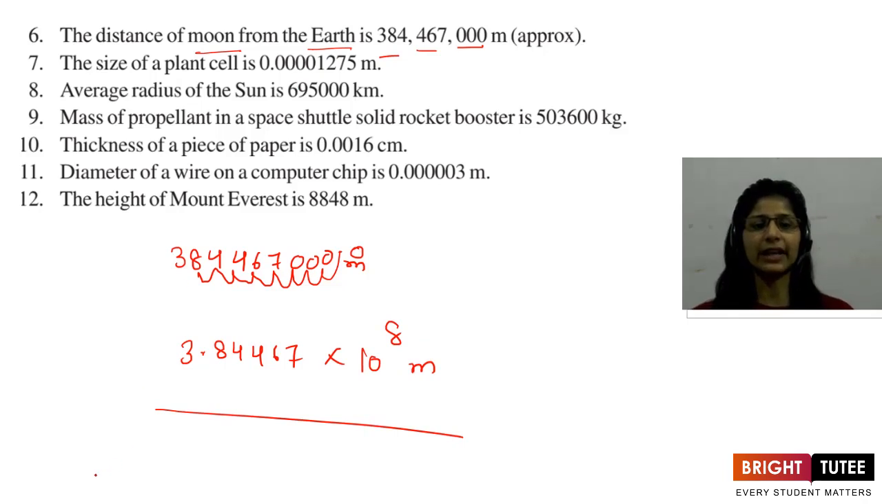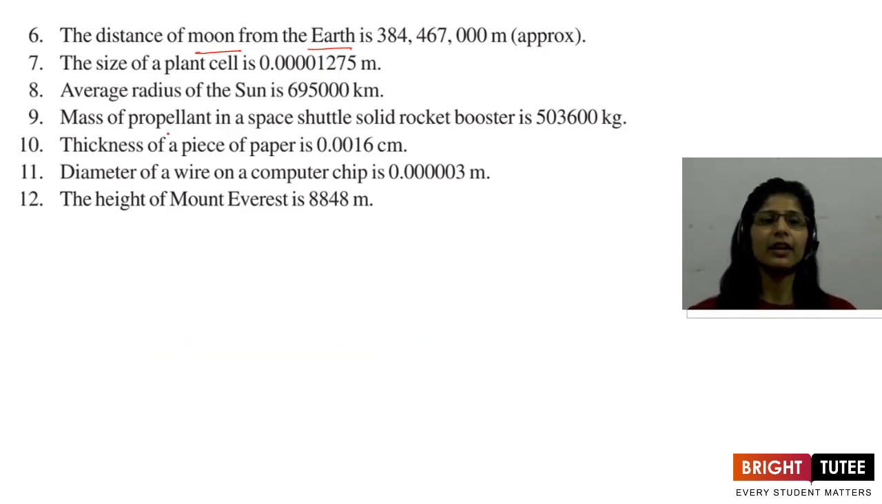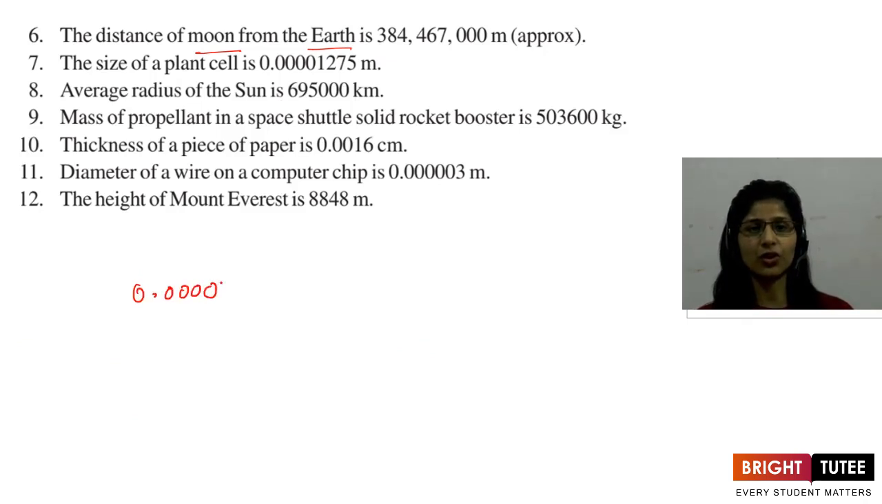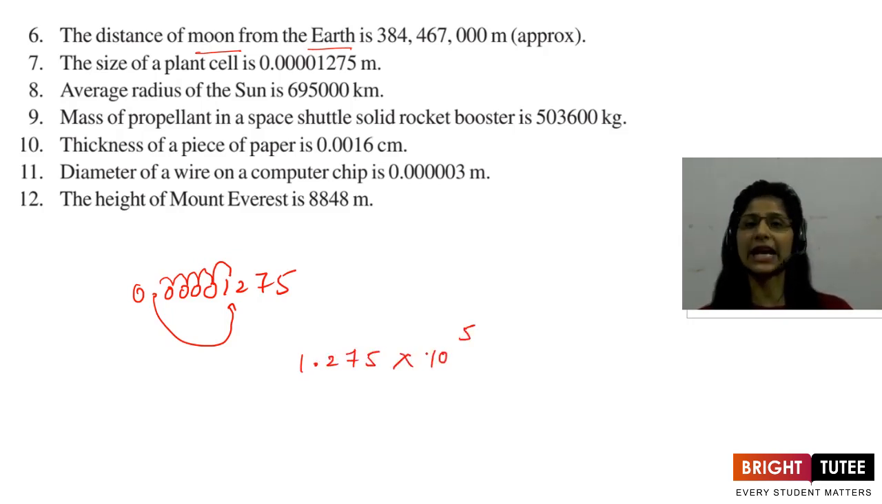The next part that we have is here. So the size of the plant cell is given, it is 0.00001275. So shift this decimal after 1. Right? After 1, if we shift that, what are we going to get? How many places will we shift? 1, 2, 3, 4, 5. So 1.275 into 10 to the power 5. But what sign with the power? Minus 5 or plus 5? Just see which direction are we moving? Right side. So negative sign.